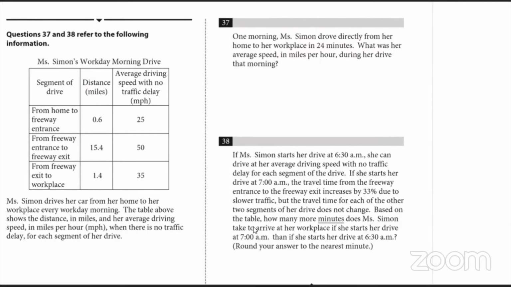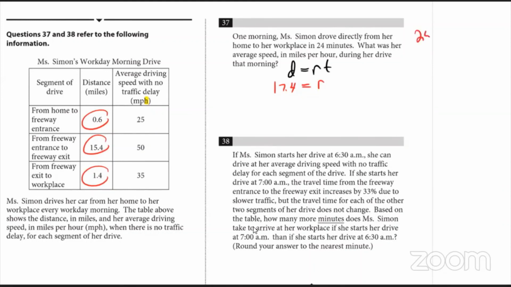Miss Simon drove directly from her home to her workplace in 24 minutes. What was her speed? Well, distance equals rate times time, but I'm noticing the h right here in miles per hour. So we have to be a little careful. So the distance is, let's see, it's from home to the workplace. So that's all three of these put together. So 0.6 plus 15.4 plus 1.4, that's 17.4. And the rate is what we're solving for.